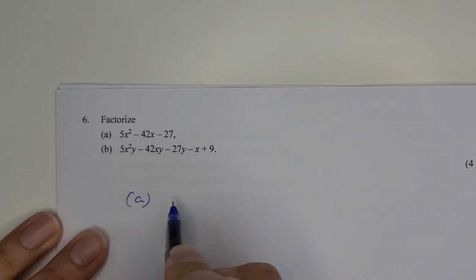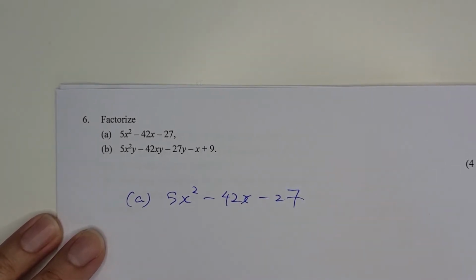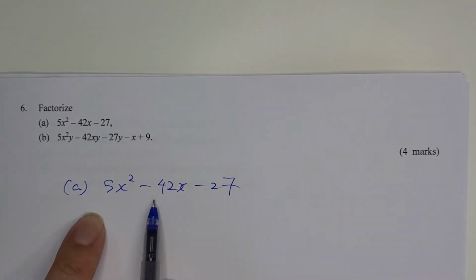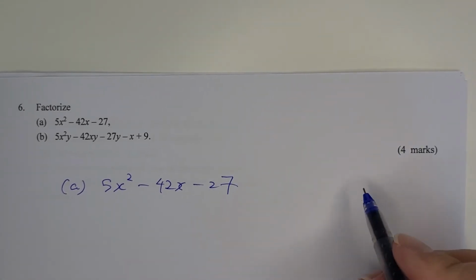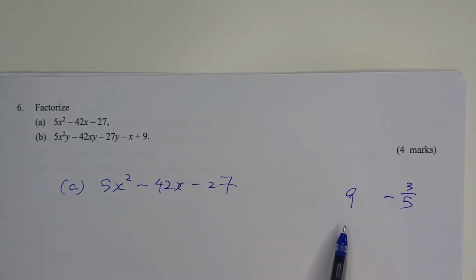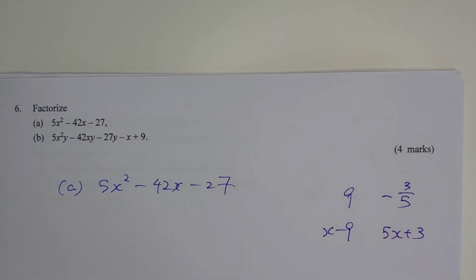Part A, 5x squared minus 42x minus 27. When you use the calculator formula 1, you press in 5, negative 42 and negative 27 respectively. You will get two numbers. The first one is 9 and the second one is negative 3 over 5. You need to change it back into the form of a fraction. So it is x minus 9 and then 5x plus 3. How to get this? When you set x equals 9, that's easy. You get x minus 9 equal to 0.